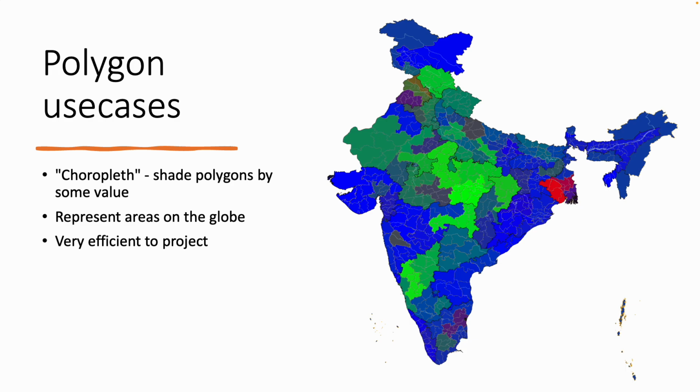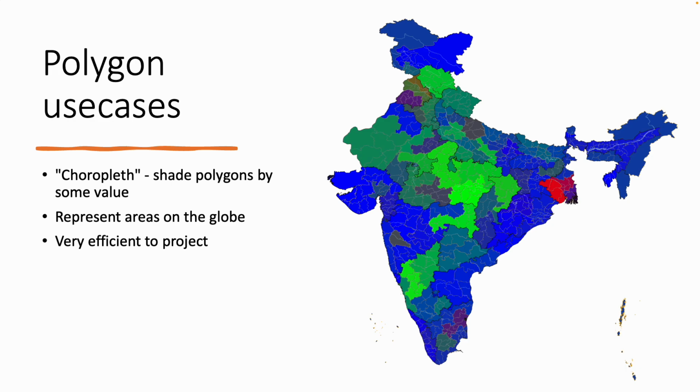So let's talk about some use cases. So one of the main use cases for polygon-like visualizations is this thing called a choropleth, which I think some people might have heard of. Basically, the idea is I have polygons and I shade them according to some value. This is just an example of India, but you don't have to just have one set of polygons, you can have multiple.